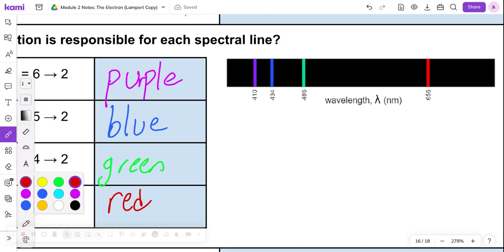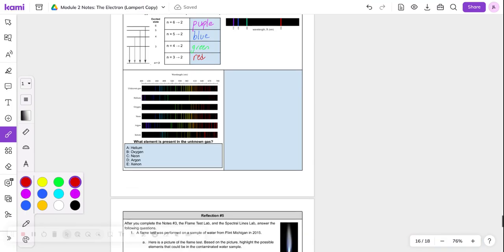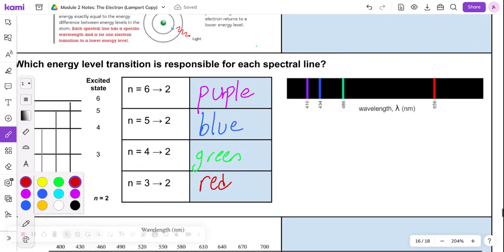All right, let's go ahead and review. We assigned the purple to the 6 to 2 transition because that's the biggest transition. It gets the highest energy light. We assigned the 3 to 2 to red because that's the smallest transition. It gets the lowest energy light. All right, questions so far?